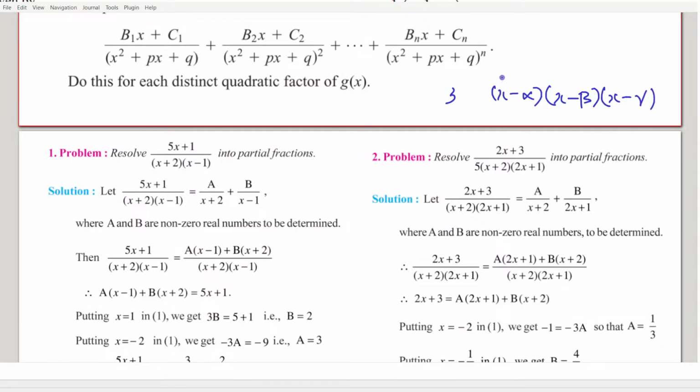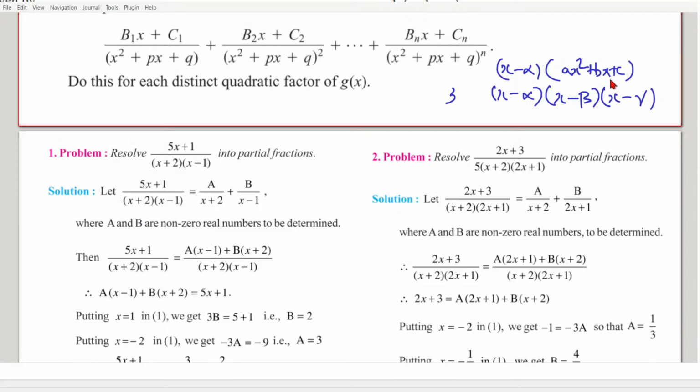Or otherwise, you will be able to express this as x minus alpha into some quadratic, some ax square plus bx plus c. If there are three real solutions, you will be able to express this as all three differently. Or otherwise, at least one real solution and the remaining is a quadratic. Agree?